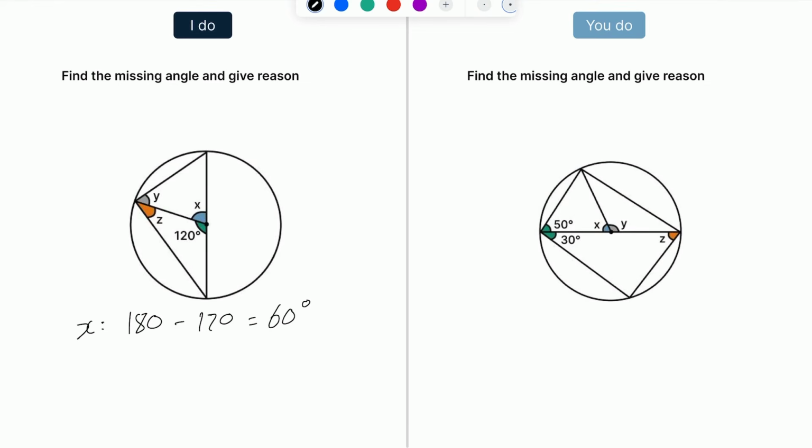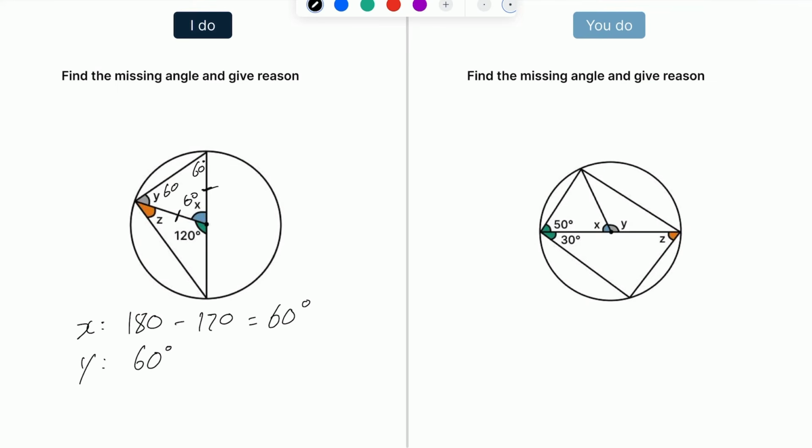And now we know that this line here and this line here is a radius. So we know that that triangle with x and y inside it is an isosceles triangle. So if x is 60, well, angles in a triangle add up to 180. So you can do 180 take away 60, which gives you 120, and divided by 2. So you know that's 60. So you've already got y. Y is now 60. Again, your reason there is because base angles in an isosceles triangle are the same.